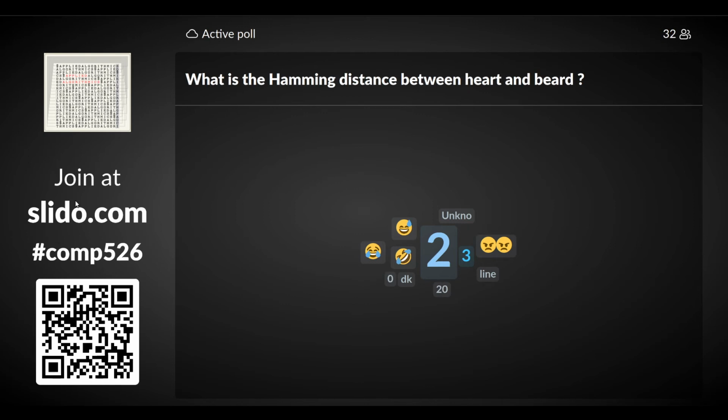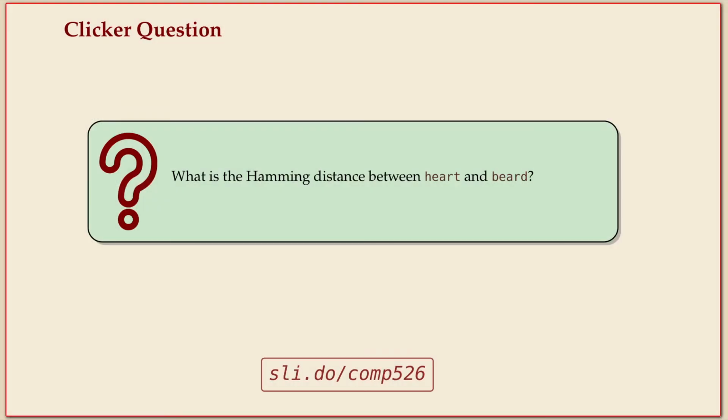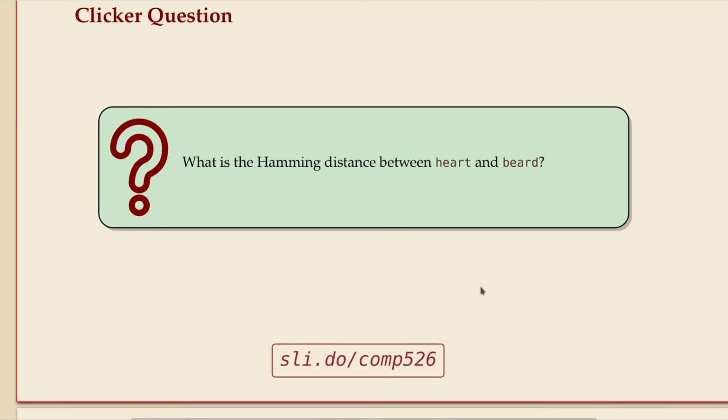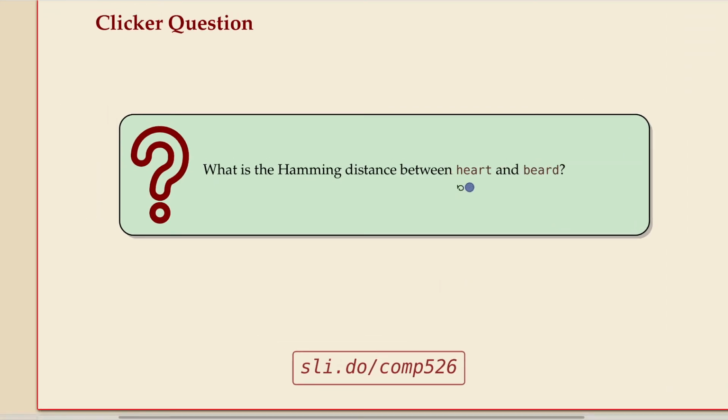So why is it 2? Well, you count. Okay, let me do this on the slides. So if you write the 2 words below each other, heart, beard, then there's 3 matches in the middle, but mismatches here. So Hamming distance 2. All right. Lovely. Okay.